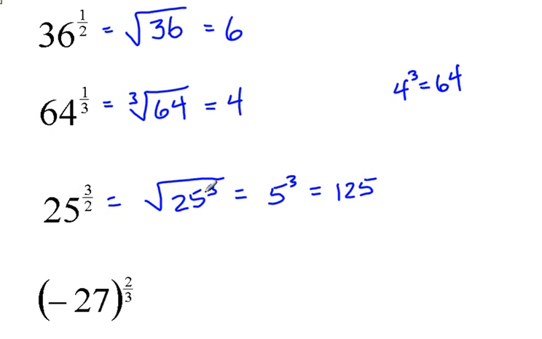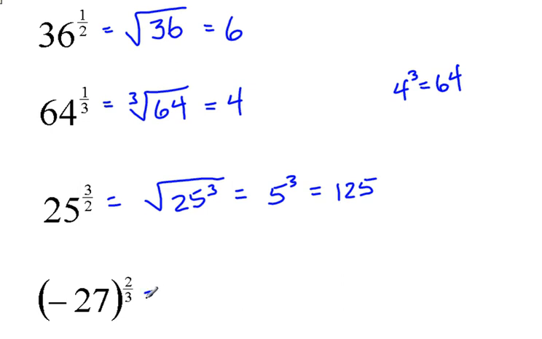By the way, you should know all of your powers of 3 through about 6. 6 to the third is 216, and 4 to the third is 64. Those are ones you should just know off the top of your head. You should know your squares through probably 15 would be a good place to stop.